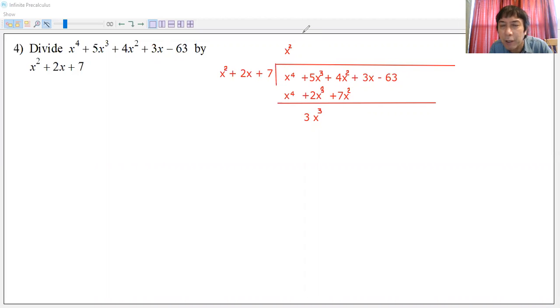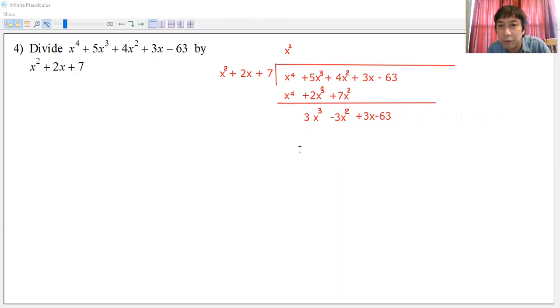Next, we have 4x squared minus 7x squared. That will be a negative 3x squared. So that will be over here. Negative 3x squared. So this will be squared. Next, we have 3x minus 63 minus 0. So we'll just retype those. And that will just be plus 3x minus 63. There. And so we're done with the subtraction.